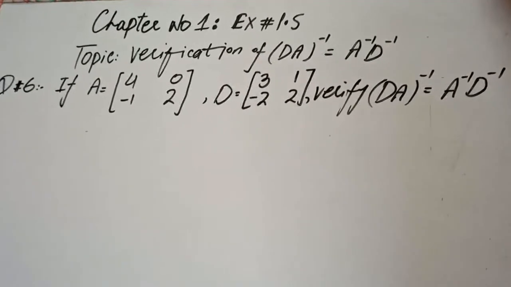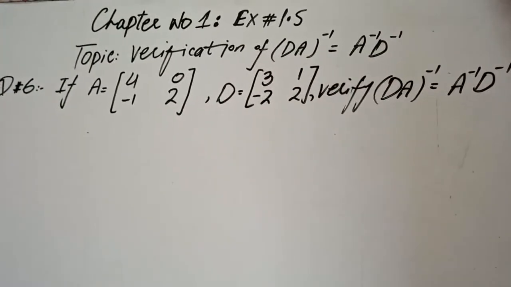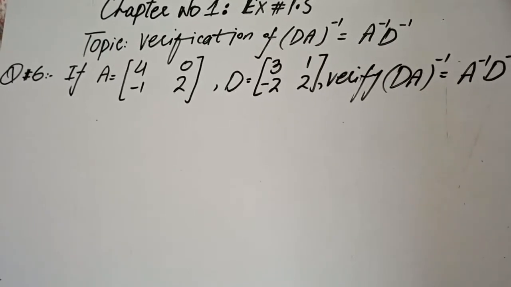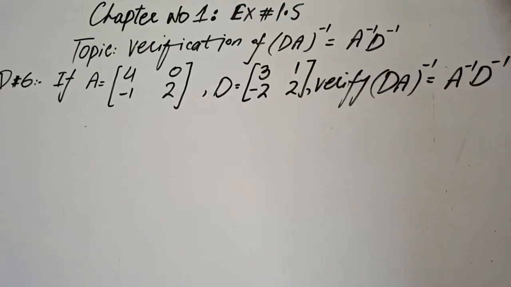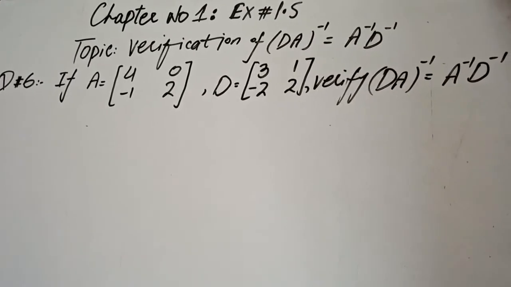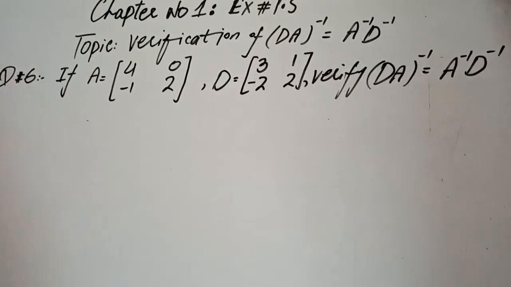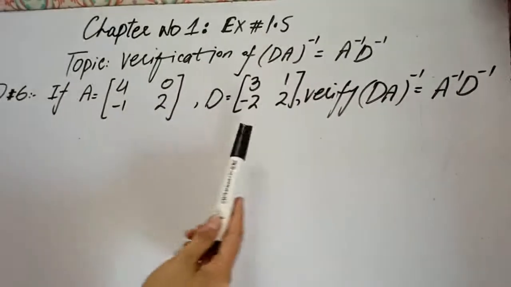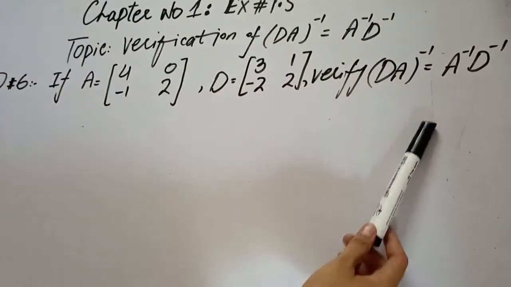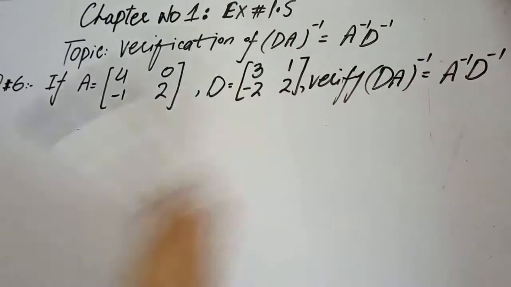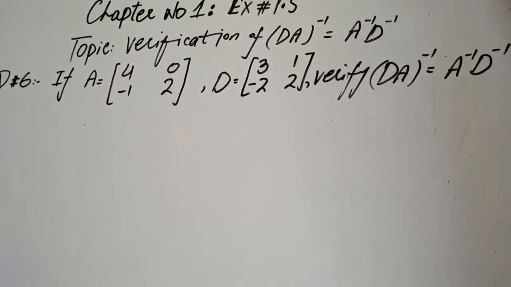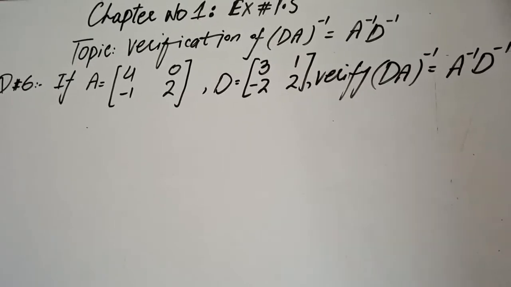Done with question number 6 of exercise 1.5, that is about the verification of the inverse of the product of two matrices equals the product of the two inverses. First of all, the two matrices we are going to use are A and D, and we have to verify that the inverse of DA equals the product of A inverse and D inverse. So these are the two sides, the left and right hand side. We will solve them.